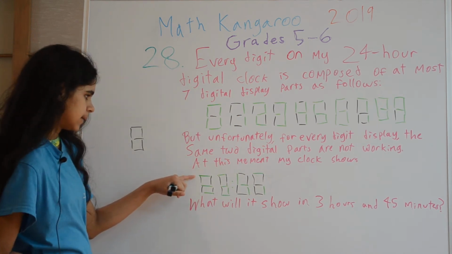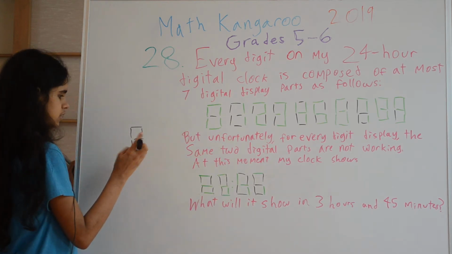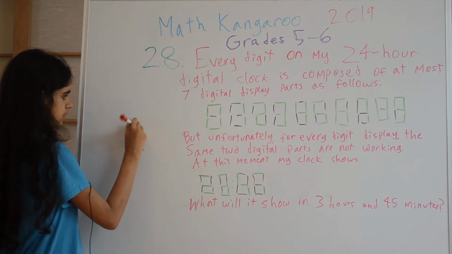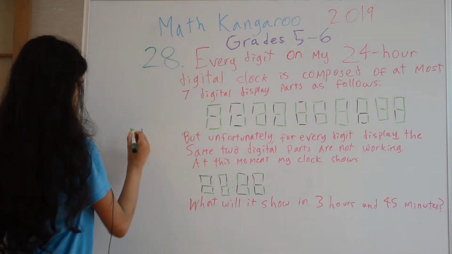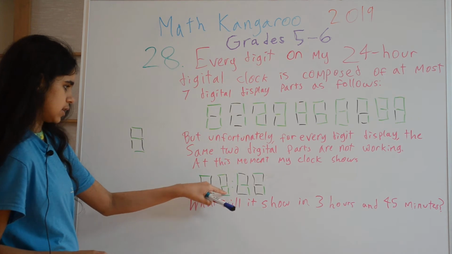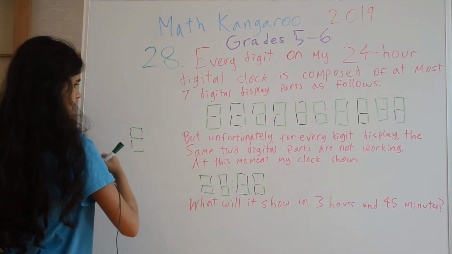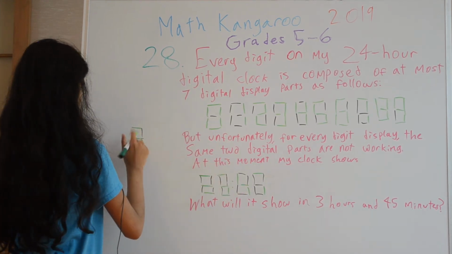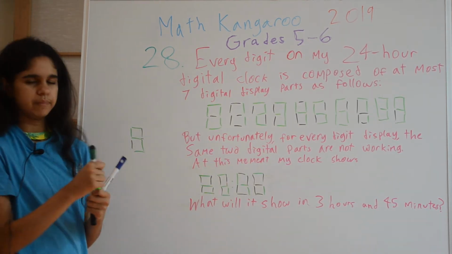So if we look here, we see that the clock is showing these 3 parts. So that's proof that those are not the 2 parts that aren't working, because we can see that they can be lit up, and they currently are. So we know that these 3 have to be light. If we look at the next one, we see this one is also that way. And if we look at this one, we find this one also. And the last one gives us this one and this one, so nothing new.